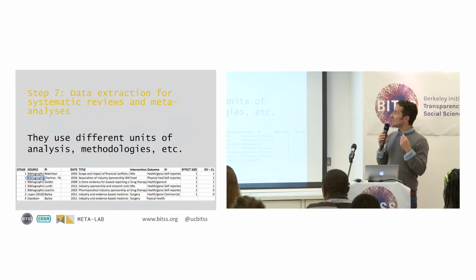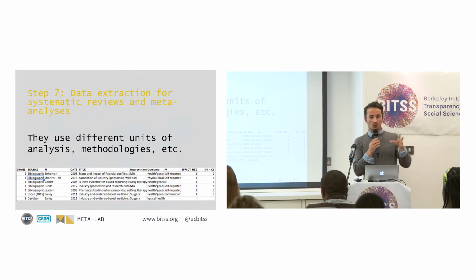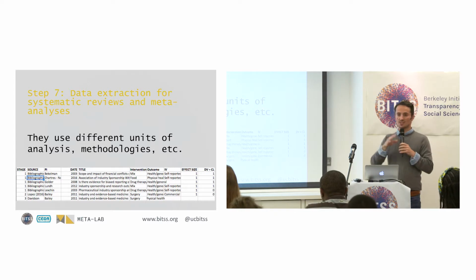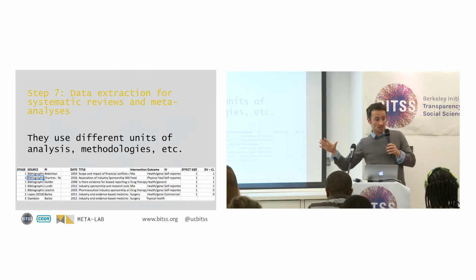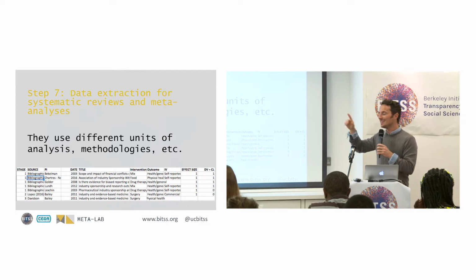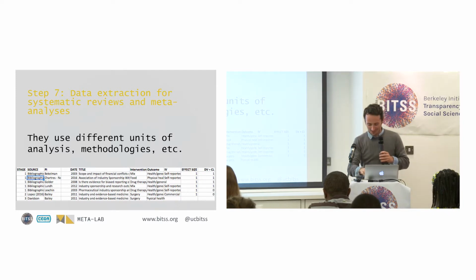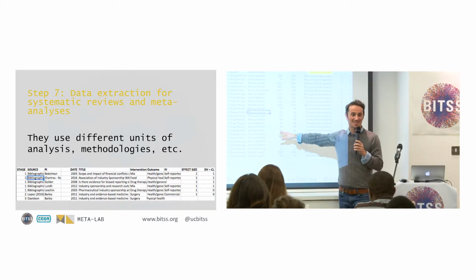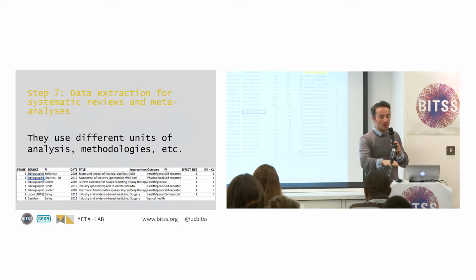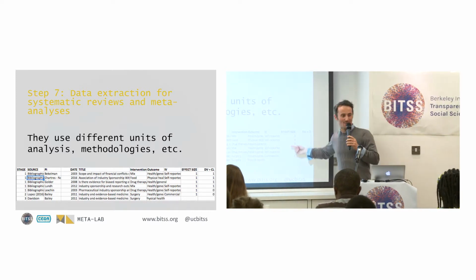Step number 7, like I said, may or may not be relevant to your own research. Then you need to have a separate spreadsheet for systematic reviews, and in this case it's complicated because actually all these studies are systematic reviews, but they are reviews of reviews.